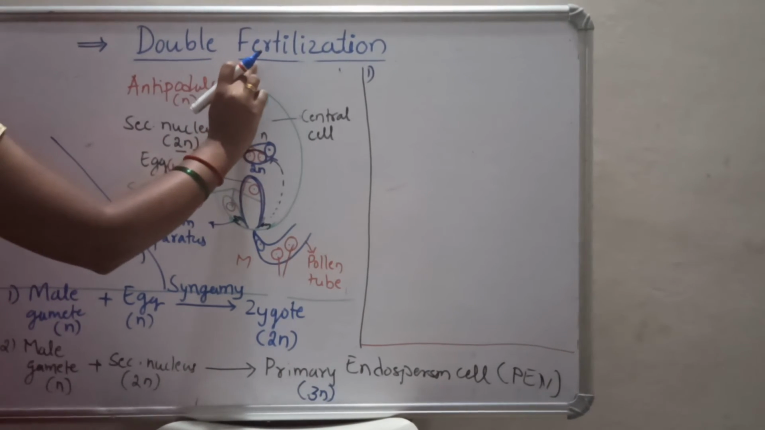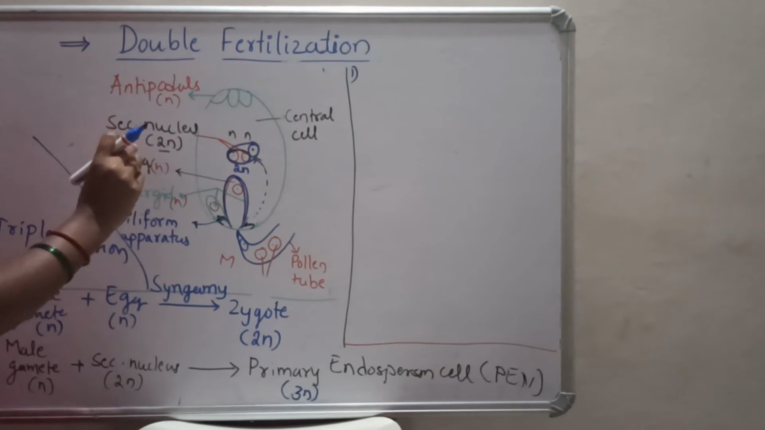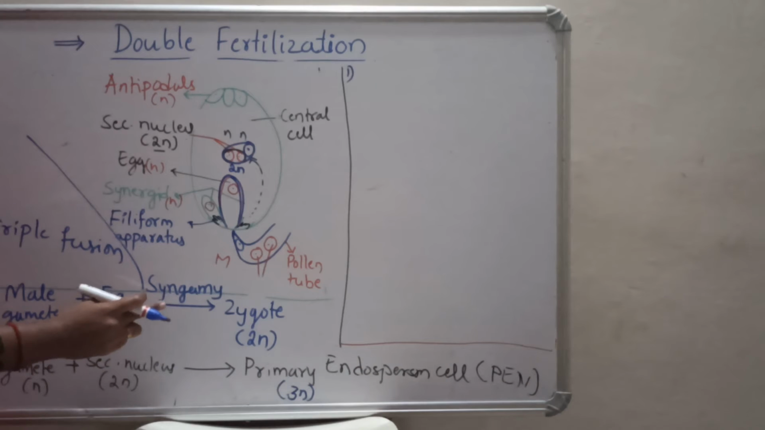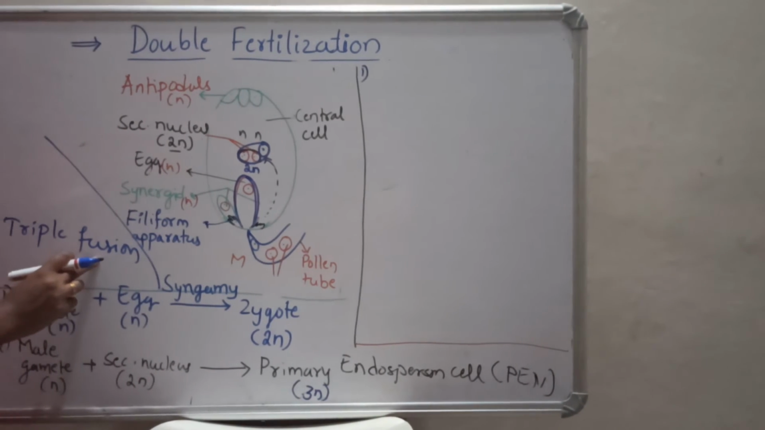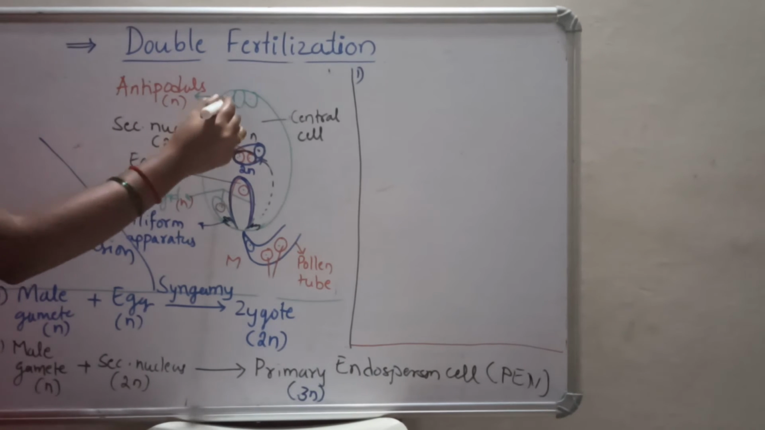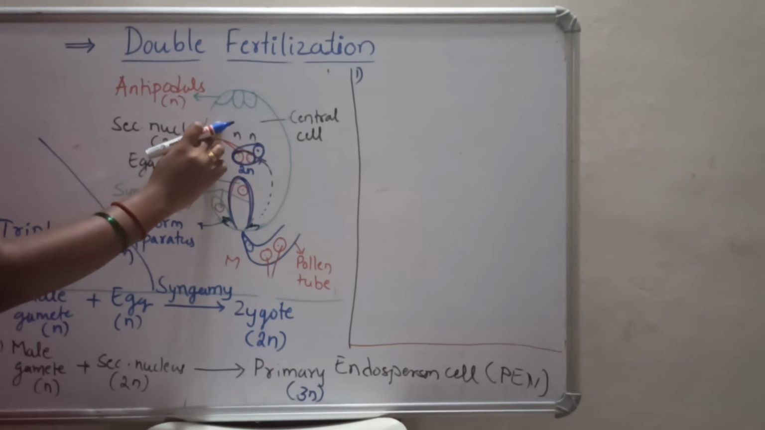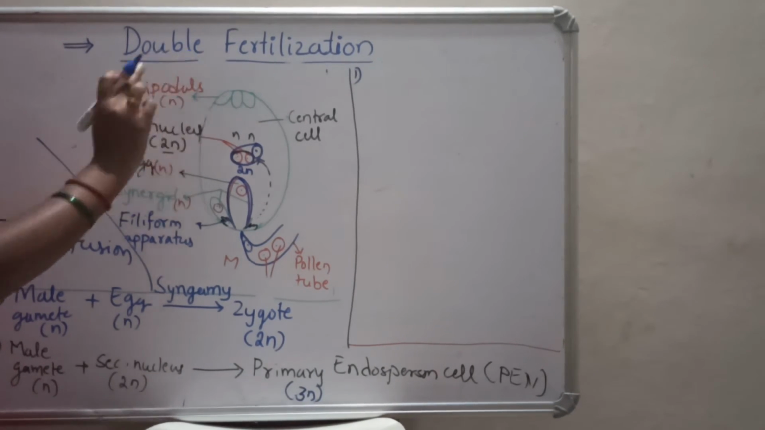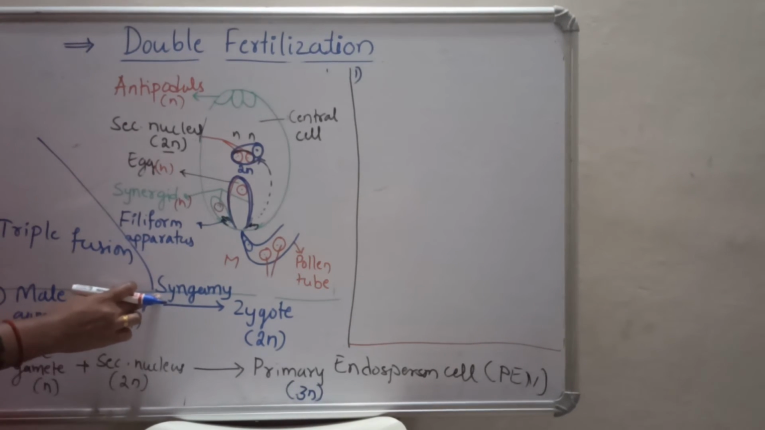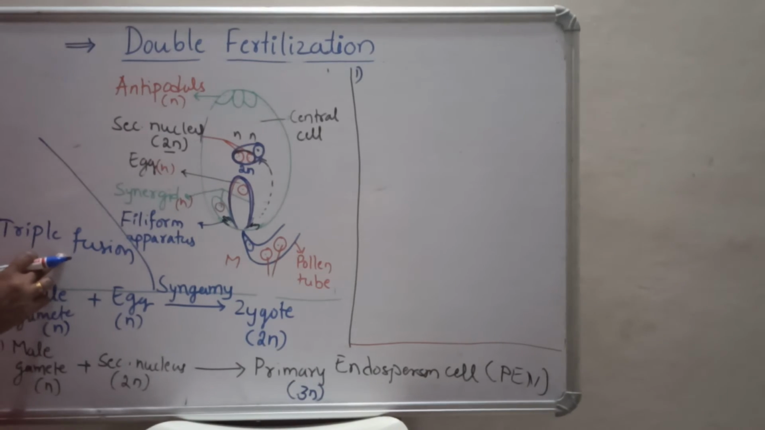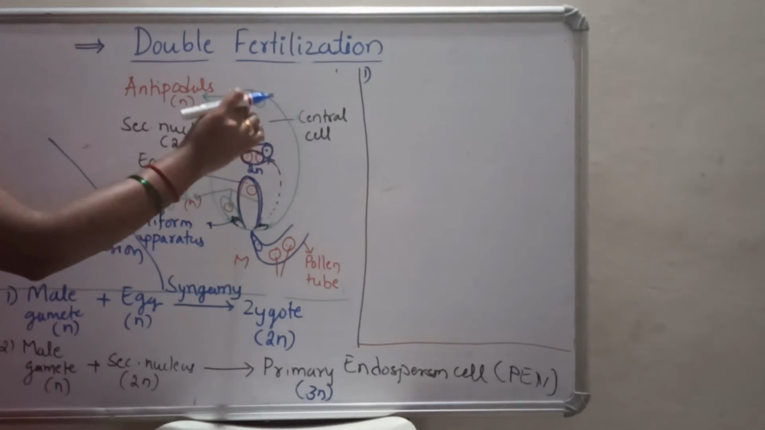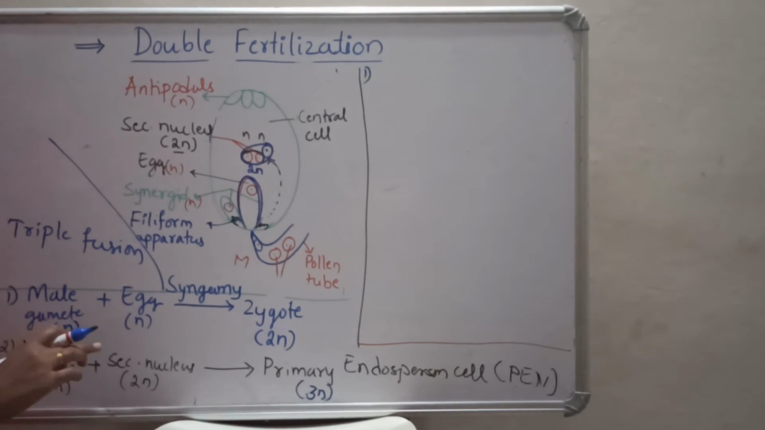Here is the double fertilization process. Double fertilization means both processes, the syngamy and the triple fusion, take place in a single embryo sac. That is called double fertilization.